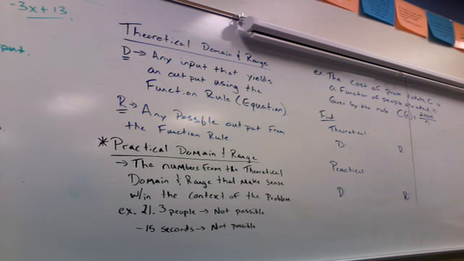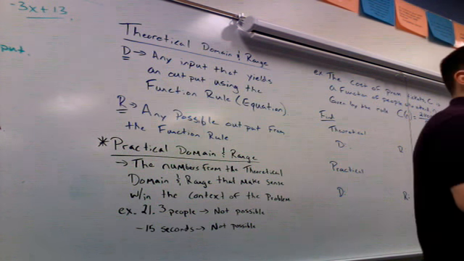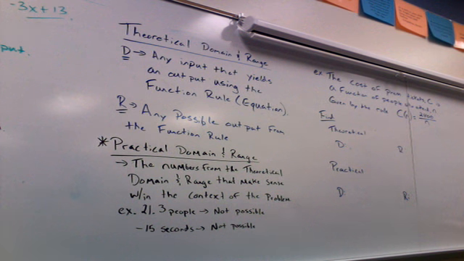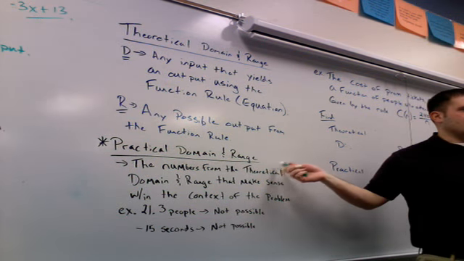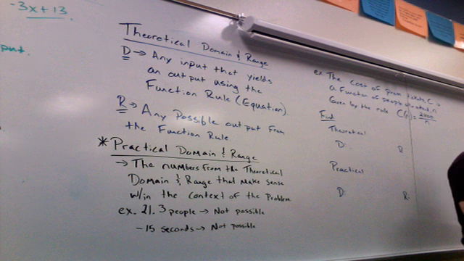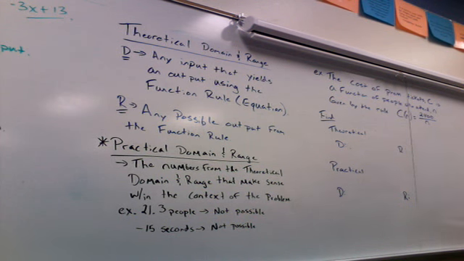Now in number 1 on that worksheet, they just give us the equation negative 3x plus 13. Did they say what the equation's for? No. Did they say x is the number of people and f is the number of lunches? No. There's no context. It's not a story problem. So if there's no context to the problem, they don't tell you what the variables represent, then there really isn't a practical domain. So practical domains only work for story problems. That's why there's the 2 differences. So practical domains are the numbers from the theoretical domain and range that make sense within the context of the problem.